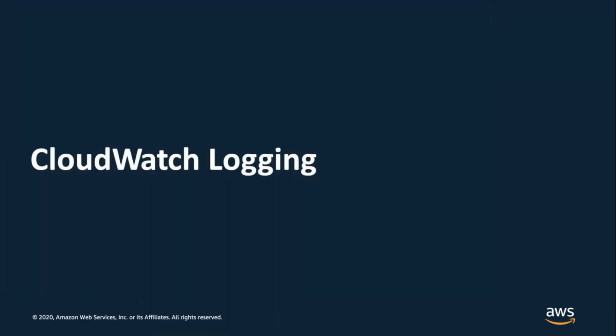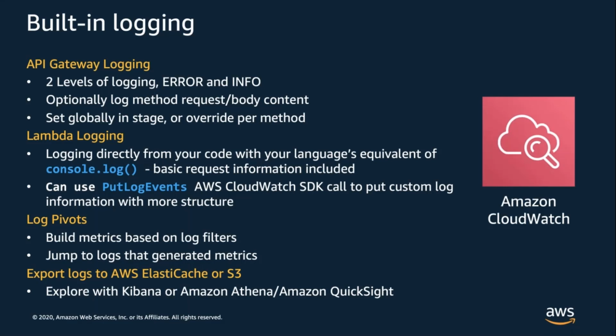Let's talk a little bit here about CloudWatch logging, which is kind of the next key component in the observability triangle that we have. So with logging, again, we have built-in logging across API Gateway and Lambda that already provides you with a whole lot of information. And in fact, there's so much information that we give you the ability to control what level it exists that we're recording for you.